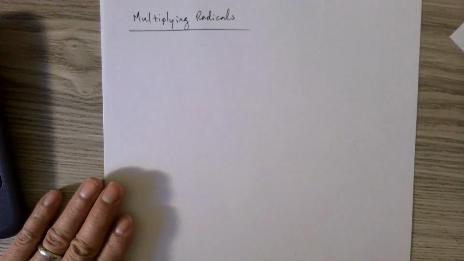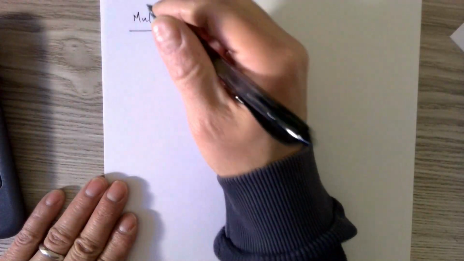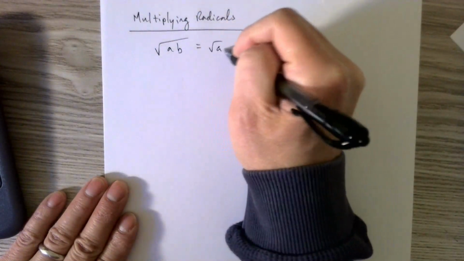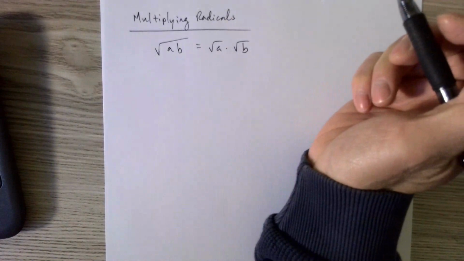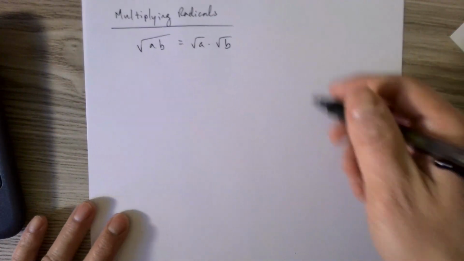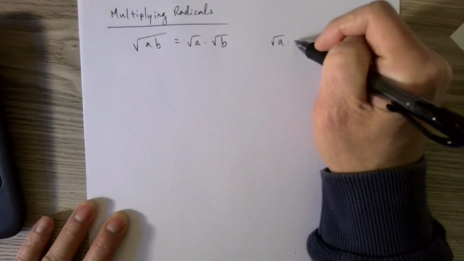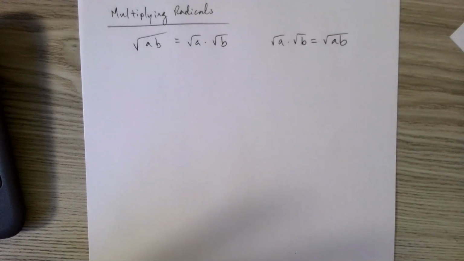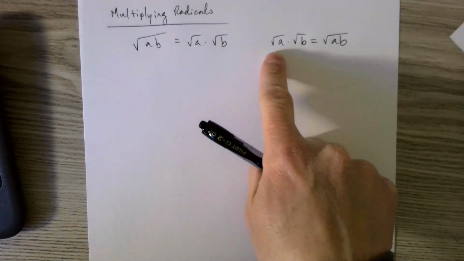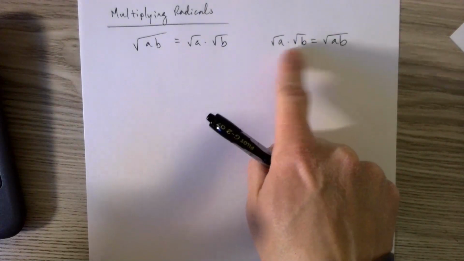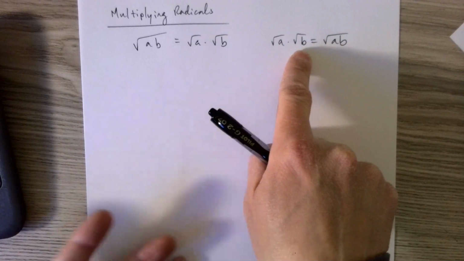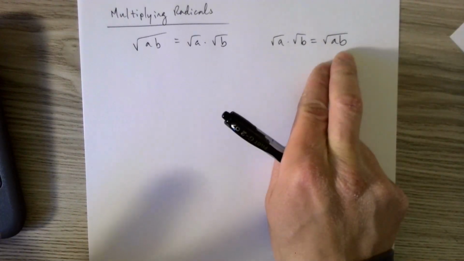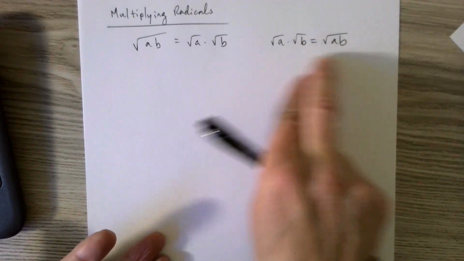Now, in the previous section, I showed you that square root of ab equals square root of a times square root of b. Well, I can flip that around also. I can say square root of a times square root of b equals square root of ab. So multiplying radicals like this simply gives you the product of the stuff that's inside in a new radical. This is multiplying radicals.